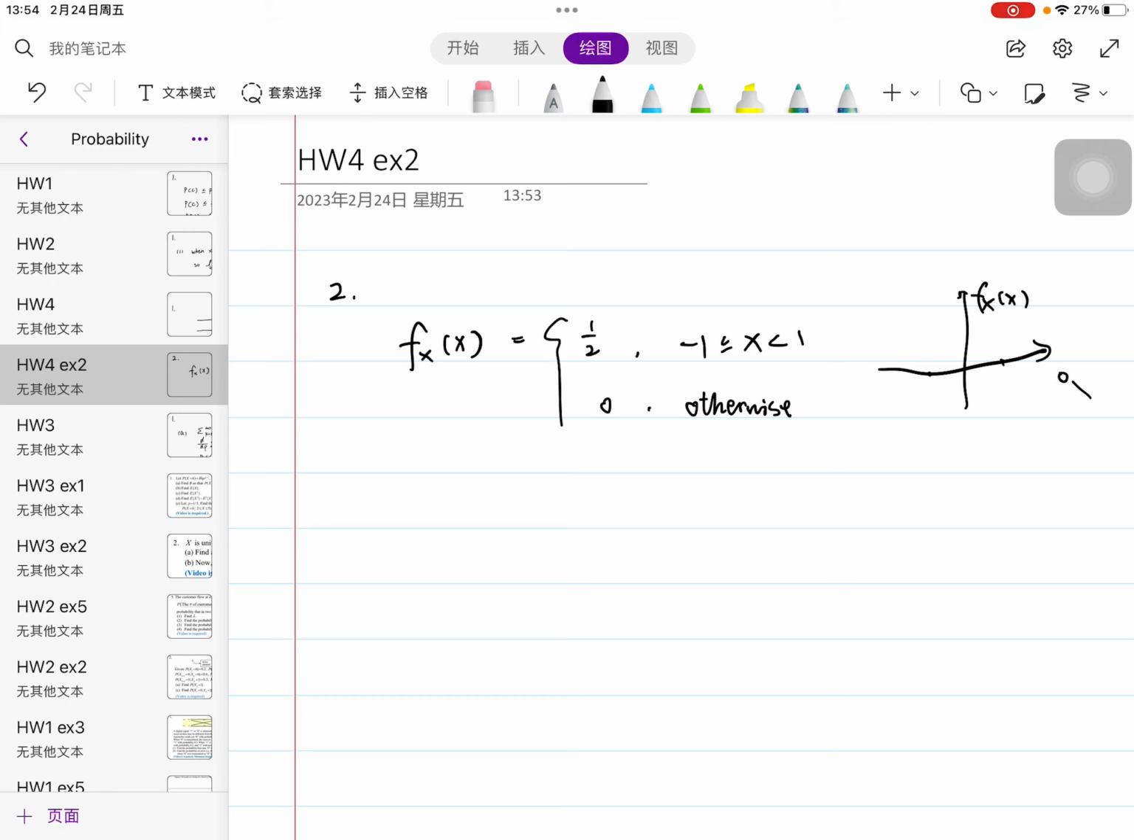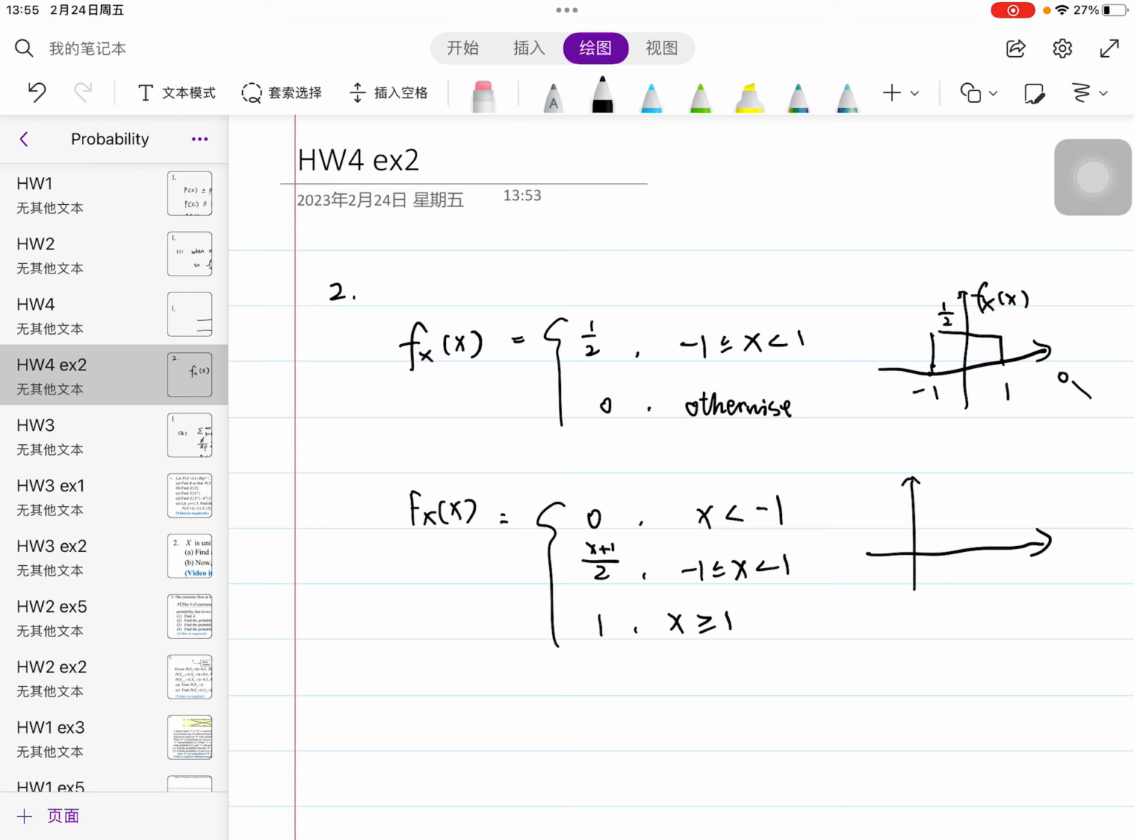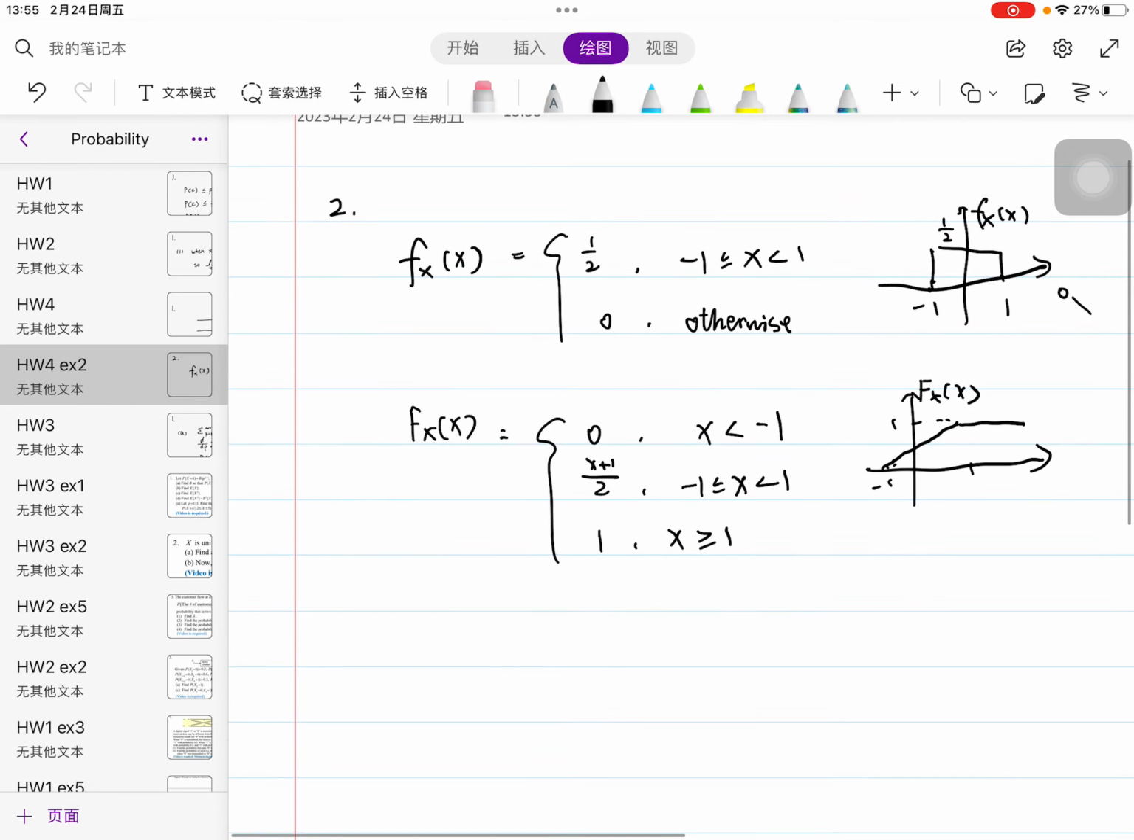Zero from -1 to 1. Right. For the distribution function, we could also simply get this. Let me draw the figure of that. From -1 to 1, that is here to here. Here is 1. Right.